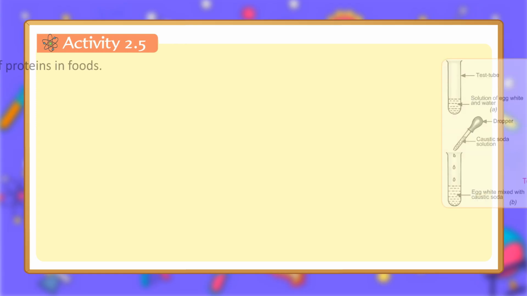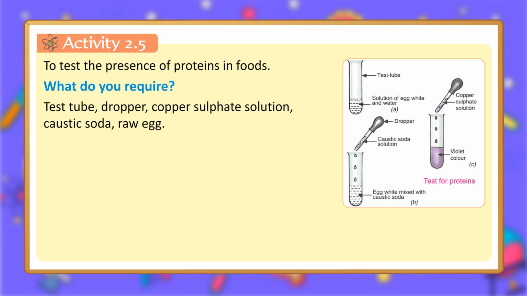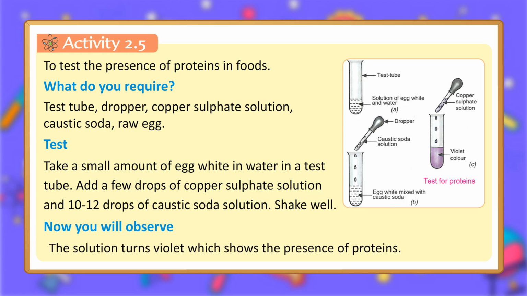Activity 2.5. To test the presence of proteins in foods. What do you require? Test tube, dropper, copper sulfate solution, caustic soda, raw egg. Test. Take a small amount of egg white in water in a test tube. Add a few drops of copper sulfate solution and 10 to 12 drops of caustic soda solution. Shake well. Now you will observe.